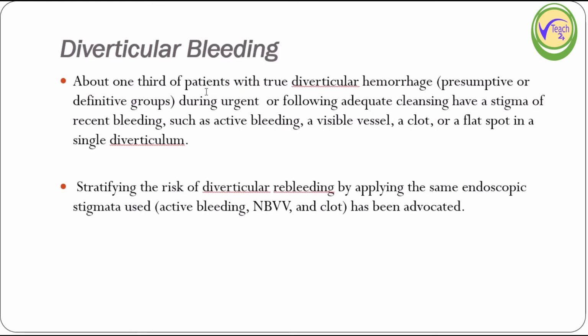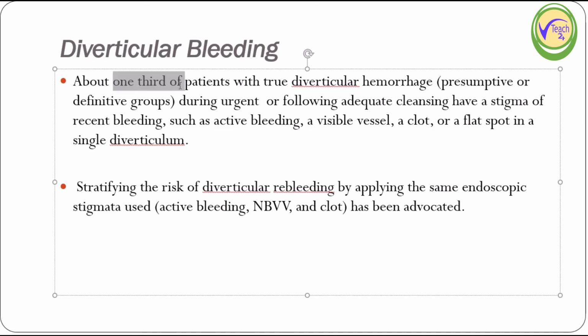Almost one third of the patients with true diverticular hemorrhage, during an urgent colonoscopy or following adequate cleansing, have stigmata of recent bleeding, such as active bleeding, a visible vessel or clot, or a flat spot seen in a single diverticulum. So even if the patient has diverticulosis, meaning multiple diverticula, in one third of patients the diverticular hemorrhage site is identified in a single diverticulum.